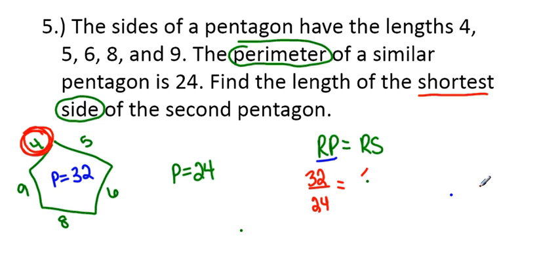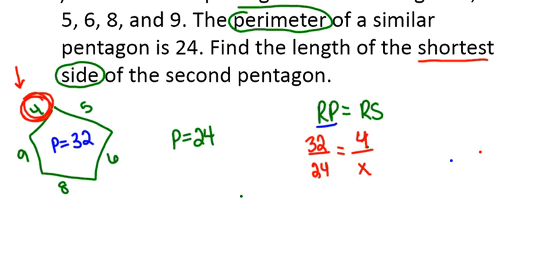So in my first ratio, when I did the ratio of the perimeters, I put 32 over 24, or the larger over the smaller. When I come over here, in order to be consistent, I have to use the larger pentagon first over the smaller. So the side length in my larger pentagon that I'm comparing is 4. The side length that I want to find in my smaller pentagon is x. So I end up with 32 is to 24 is 4 is to x.